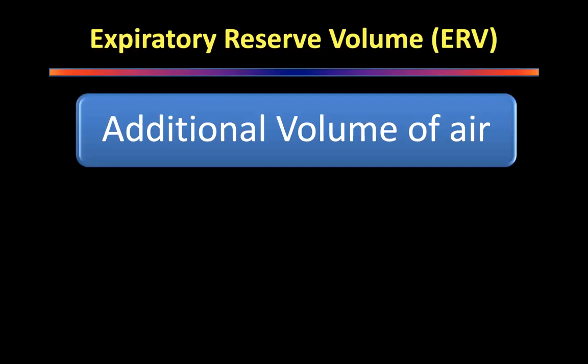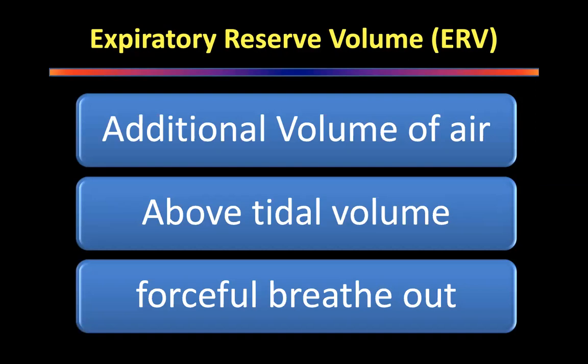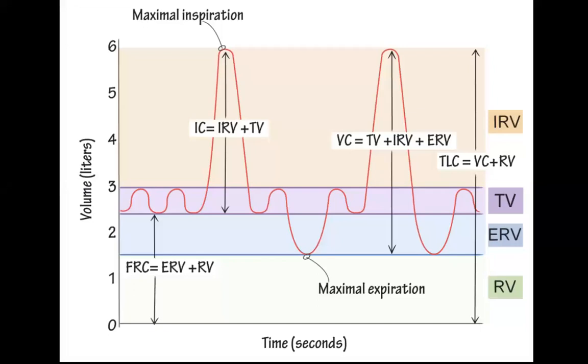Expiratory reserve volume is the additional volume of air over and above the tidal volume, so it is below, when you forcefully breathe out. Everything that's blue here is expiratory reserve. This is normal expiration. Over and above normal expiration is expiratory reserve volume. So ERV, IRV. All of this beige color pattern is IRV. All of this blue color pattern is ERV. The purple is tidal volume.